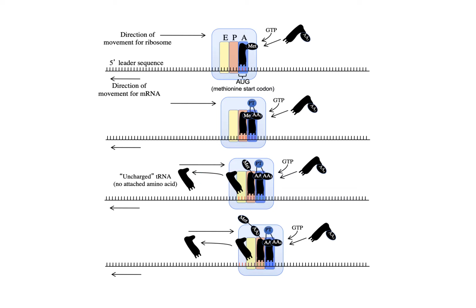And that continues until a stop codon is reached, and there's no tRNA for that. So another molecule called one of the release factors fits into that site, clips the polypeptide off, and then starts a process with other release factors to pull the mRNA off, as well as pull apart the large and small subunits, and then they can start over again.